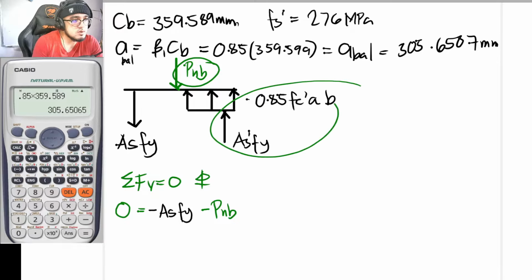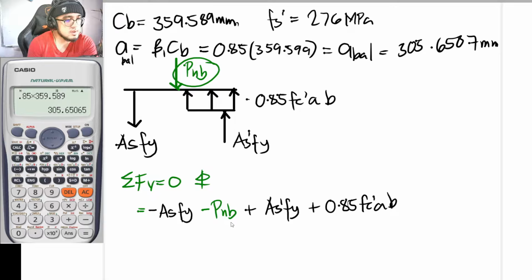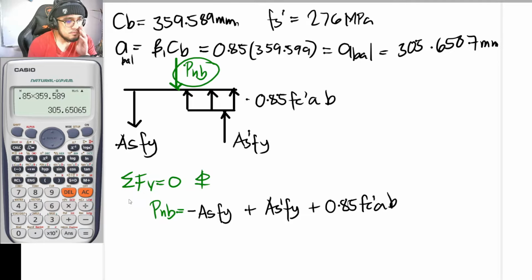And as for these two, plus As prime Fy plus 0.85 Fc prime Ab. So transposing this to the other side, it would now look like this. So P and B would go here. And of course, the negative sign would now be removed.